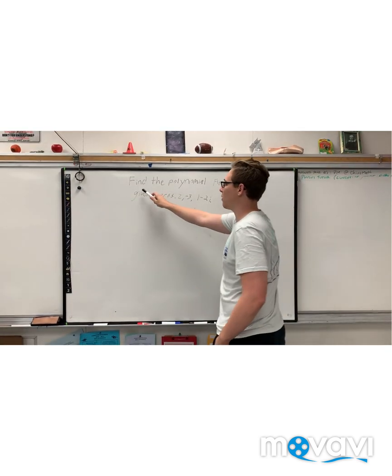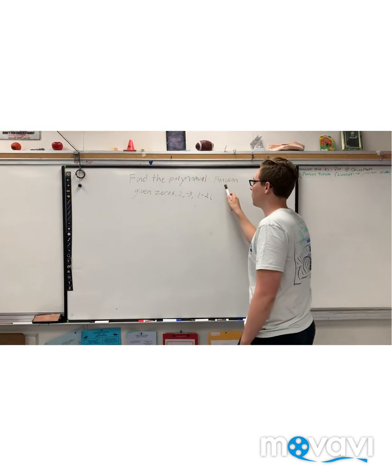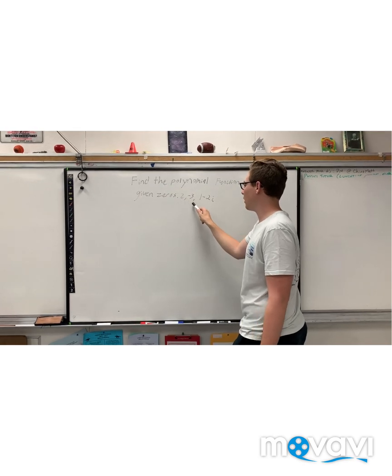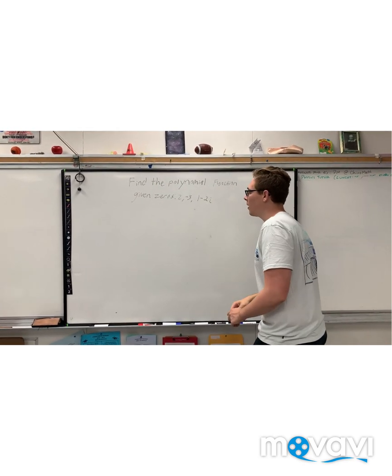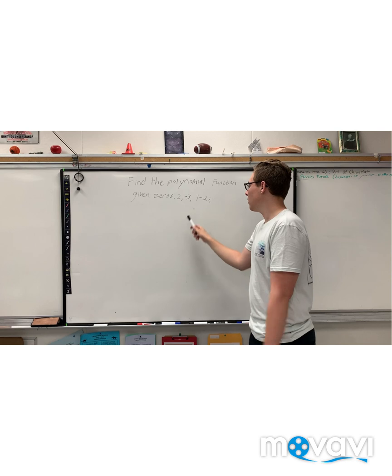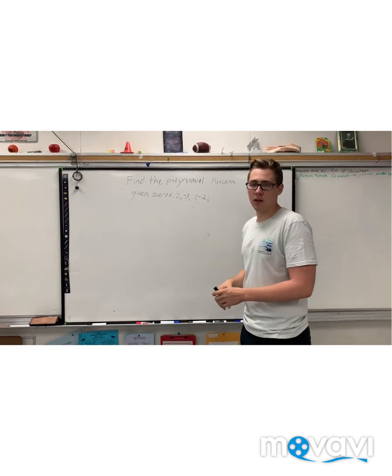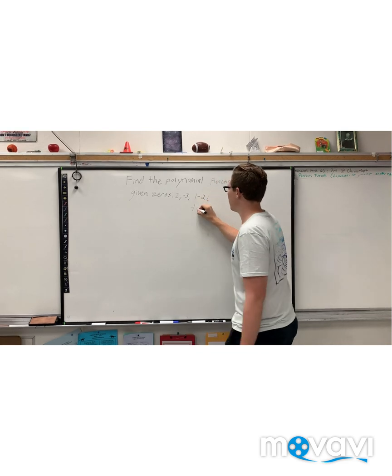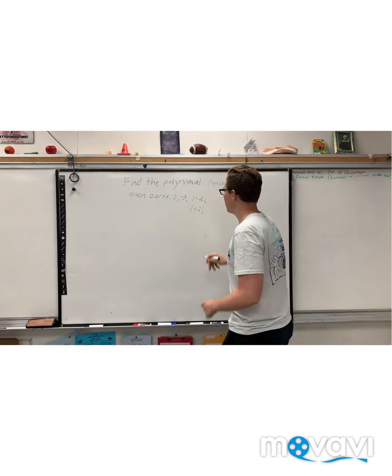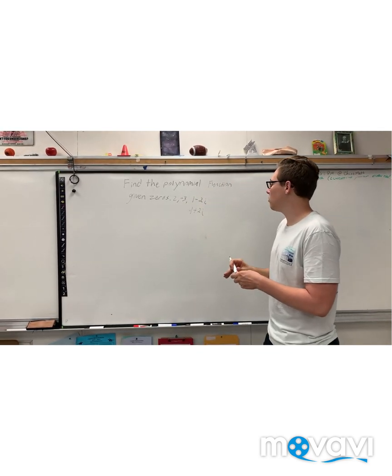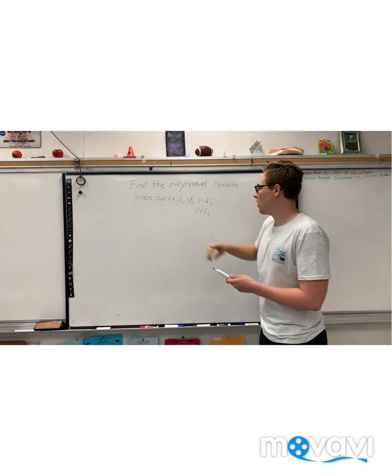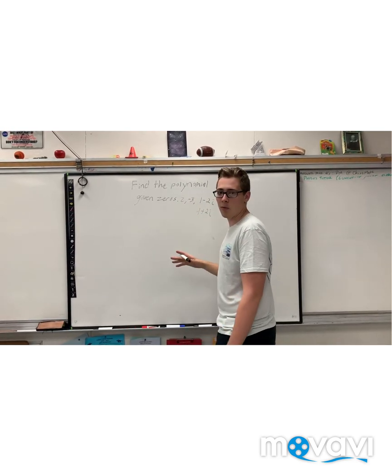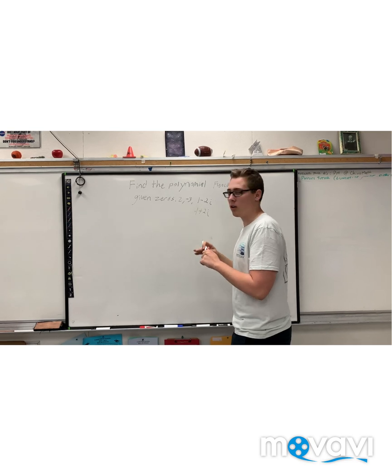Okay, so in this case, the question is to find the polynomial function given these zeros: 2, negative 3, and 1 minus 2i. First of all, you should already see that you have the 1 minus 2i, and those come in conjugate pairs. So you have 1 minus 2i, and then you also have 1 plus 2i. You're asked to find the polynomial function. So these are the zeros. Just set these zeros equal to x, because they originally came from the linear factors.